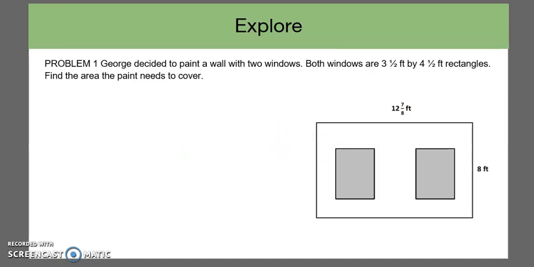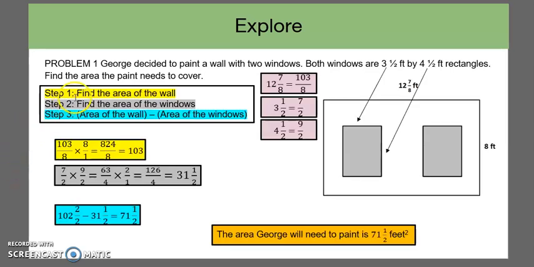Okay, on the next slide, I provided step-by-step guidance on this. The first step is we need to find the area of the wall. The next step is find the area of the windows, and then we're going to subtract the 2 values to get our answer. Over here, what I've done was convert the mixed numbers, and then we're going to multiply them, and we're going to convert these mixed numbers into improper fractions. So I see 12 7/8. We converted that, as well as these 2 values, 3 1/2 and 4 1/2, into this.